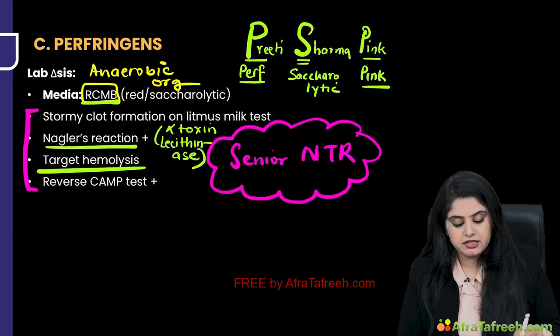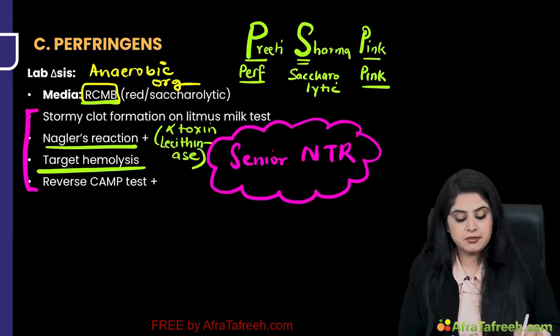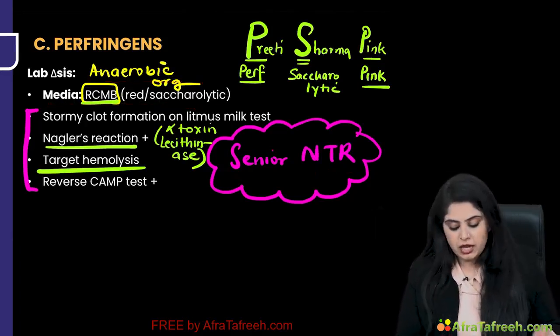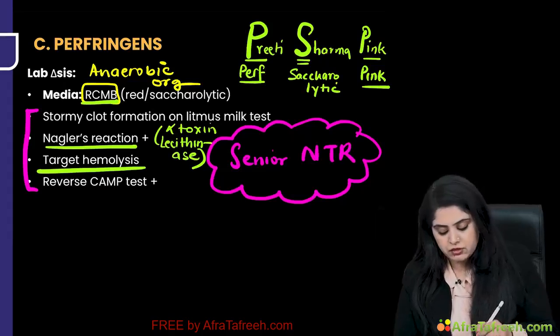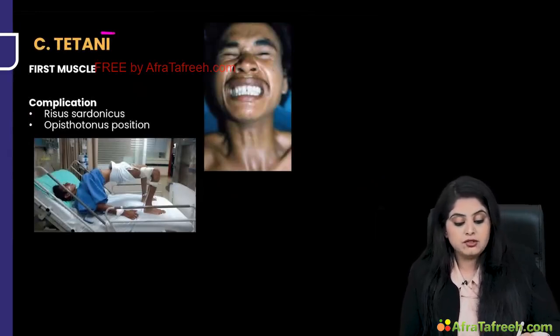That wraps up our senior NTR: stomy clot appearance, Naegler, target, and reverse CAMP test. And I've told you anaerobic media, Robertson's cooked meat broth. Now we are done with this. We can move on to the next topic, and that is the next organism, Clostridium, everyone's favorite, Clostridium tetani.